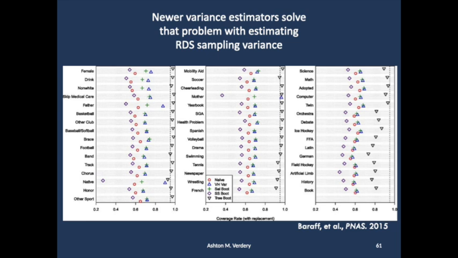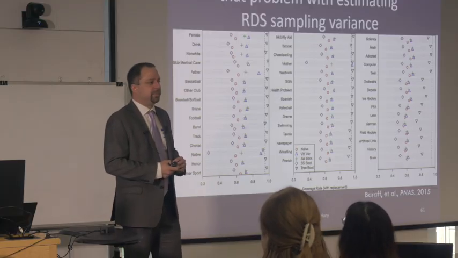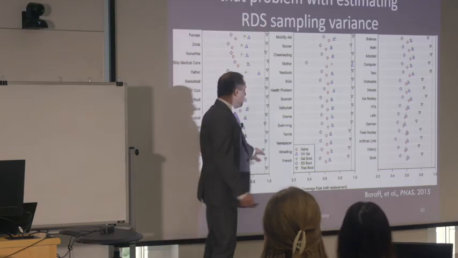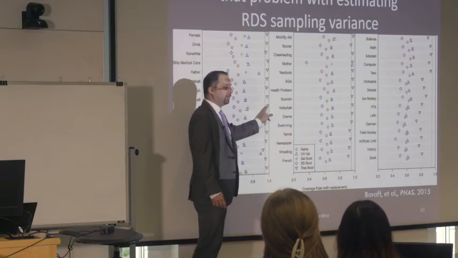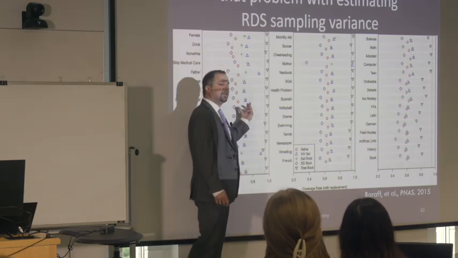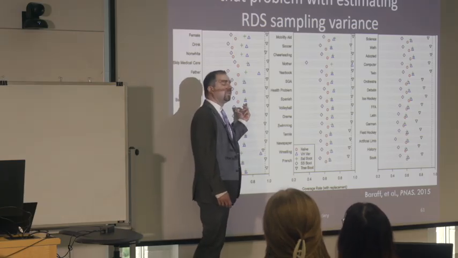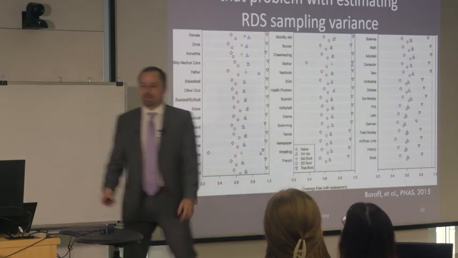Thankfully, newer variance estimators that have been implemented in newer R packages do solve that. So if you're doing RDS, I really encourage you to use the latest software in R to be able to estimate the tree bootstrap variance, because the 95% coverage interval should be 95%, but several of the existing estimators were saying substantially less uncertainty than there is. So if you're doing RDS, use the new software for it.